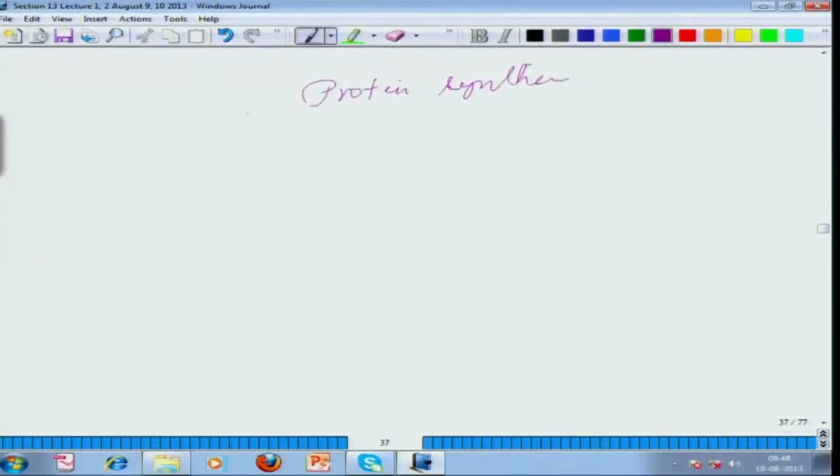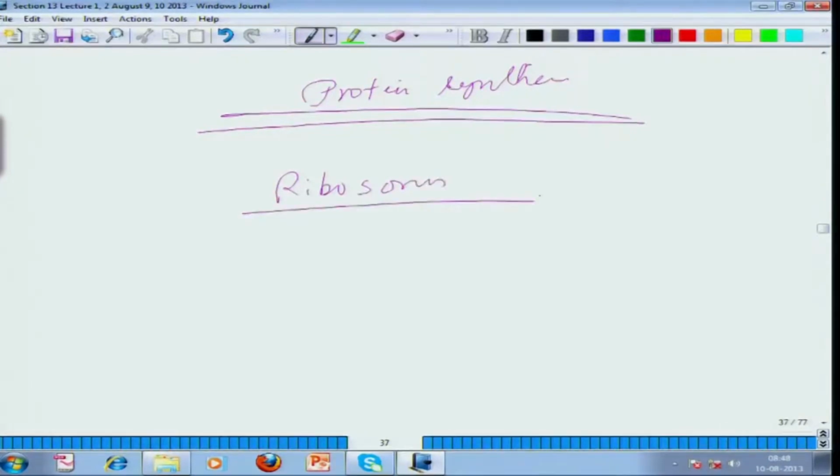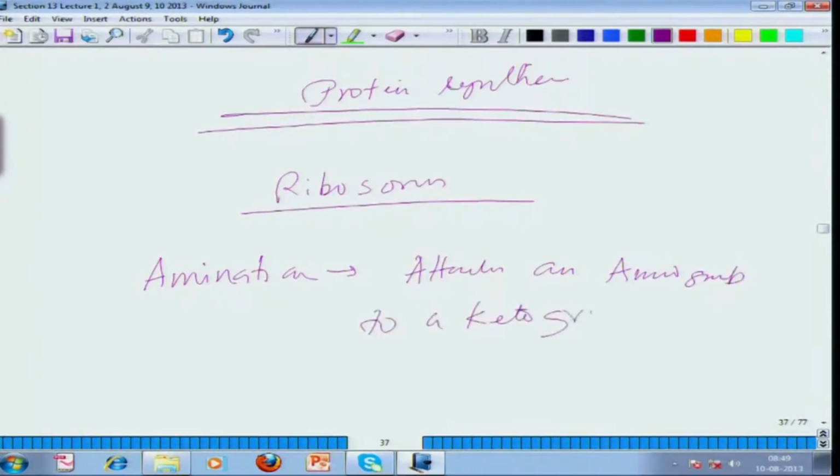Protein synthesis basically happens in the ribosomes, where all the proteins are being synthesized by the body through a process of amination, which attaches an amino group to a keto group, just the reverse process. So, there is basically an amination taking place, where amination attaches an amino group to a keto group. This is an important step in the synthesis of non-essential amino acids.